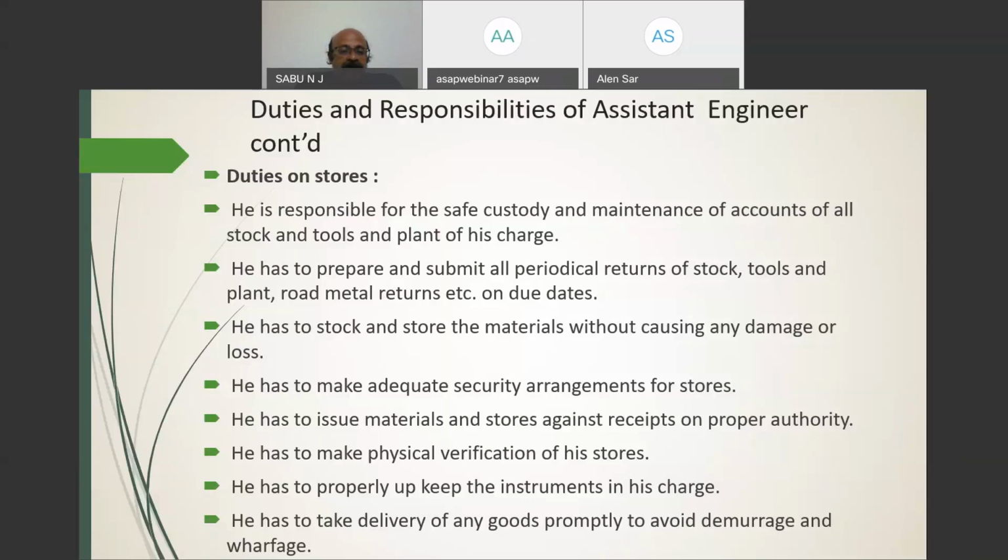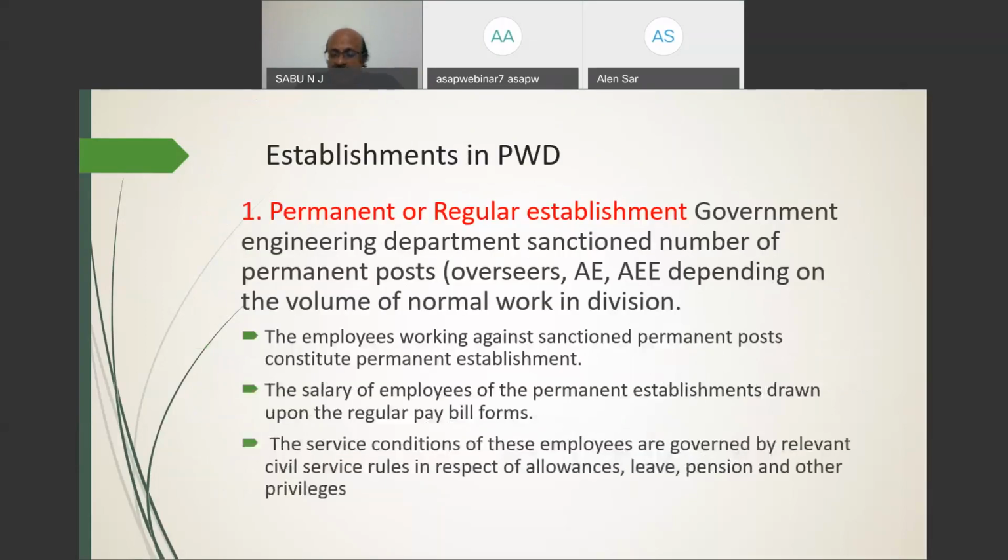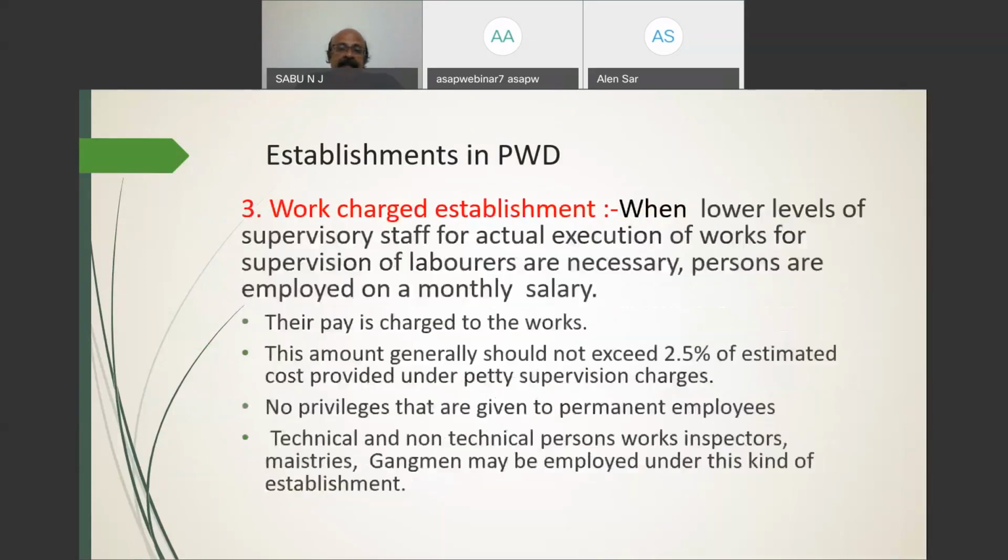And before that, you have to read the points covered here, the duties and responsibilities, duties on accounts. The same thing can be read out, then the remaining things will be explained. Unfortunately, that cannot be completed within this short time frame, so that can be discussed in the next session.